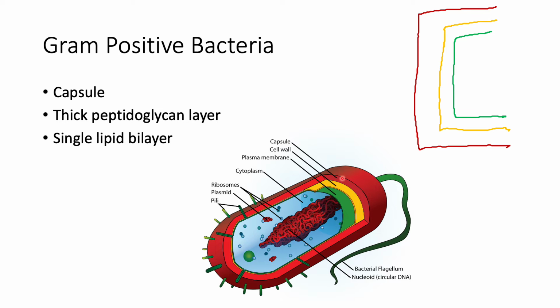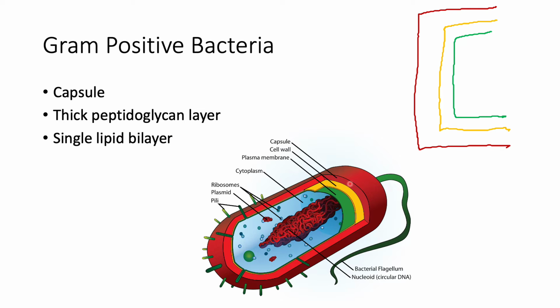the outer shell, the outermost layer is the capsule. So the capsule in red is the outermost layer of a bacteria cell. One step underneath the capsule, we come across the cell wall. And the cell wall in bacteria is made up of peptidoglycan. Now, in plants, we know that the cell wall is made up of cellulose, and in fungi, the cell wall is made up of chitin, but for bacteria, it is peptidoglycan.